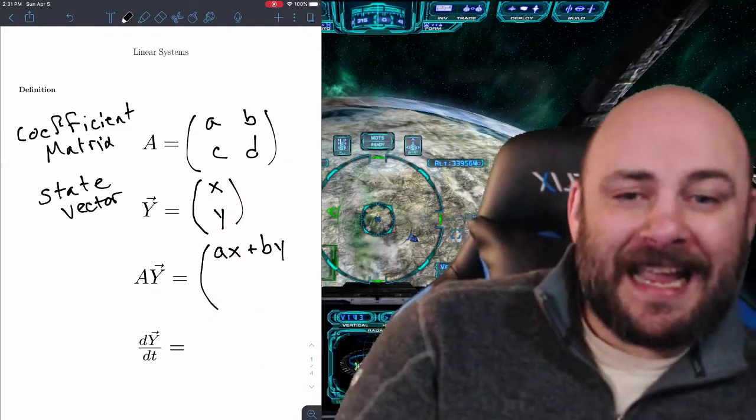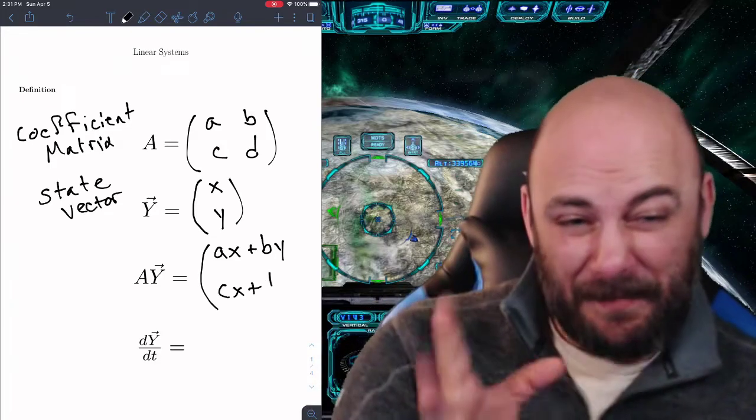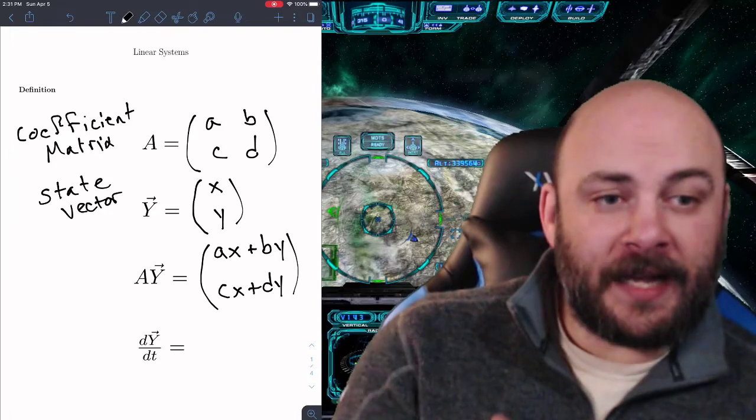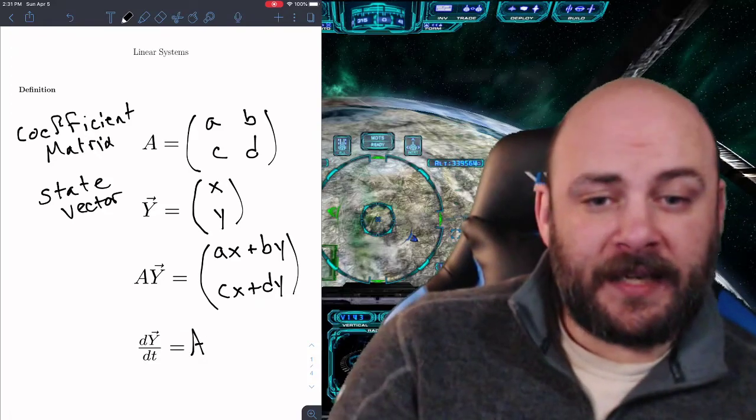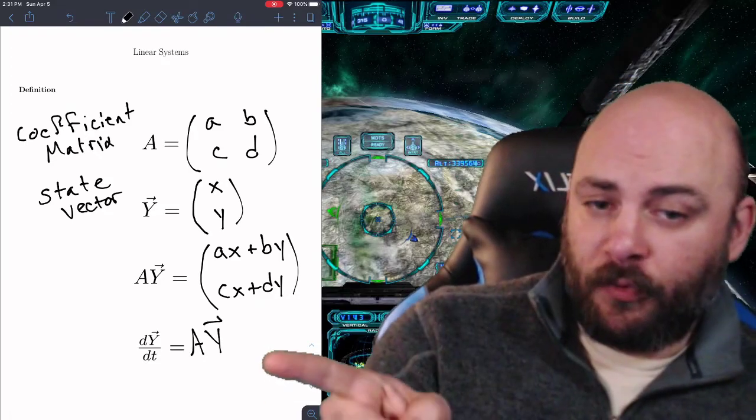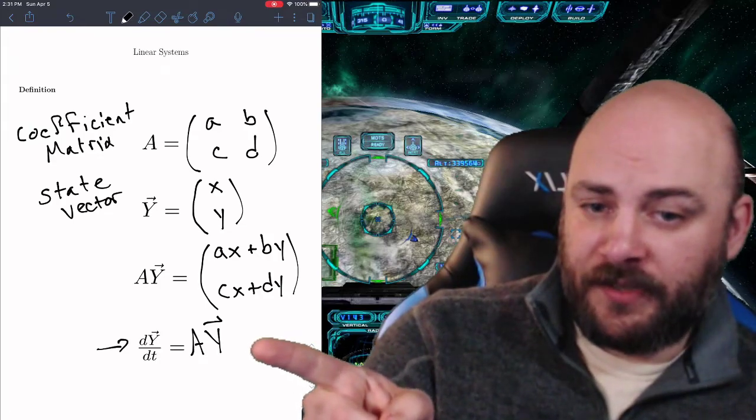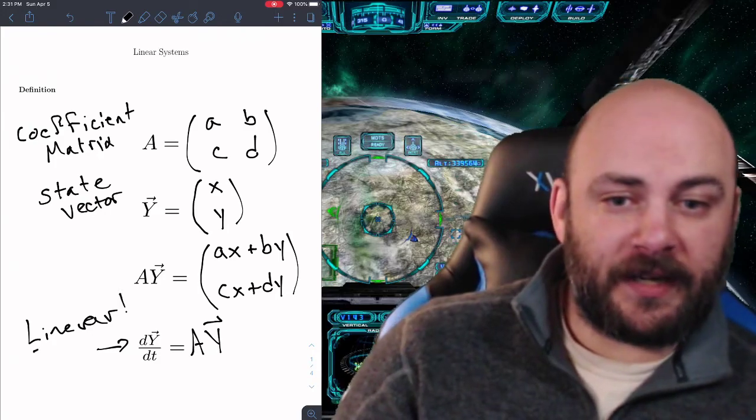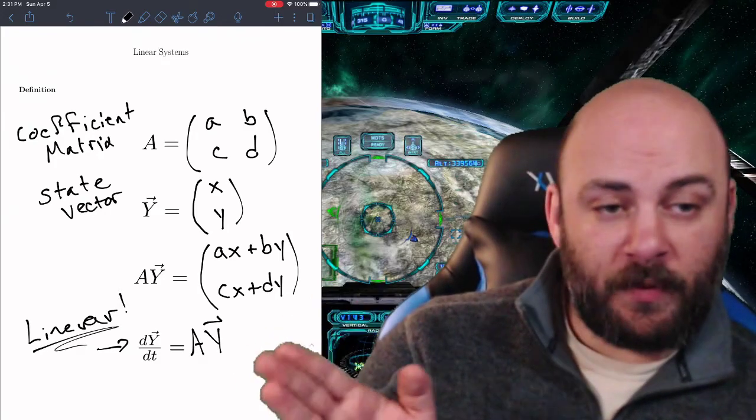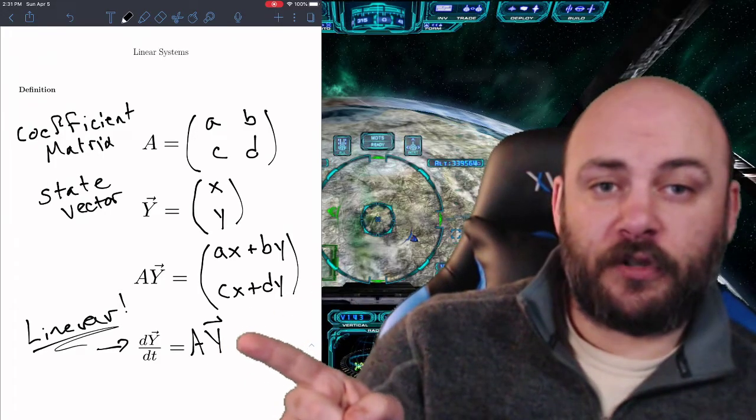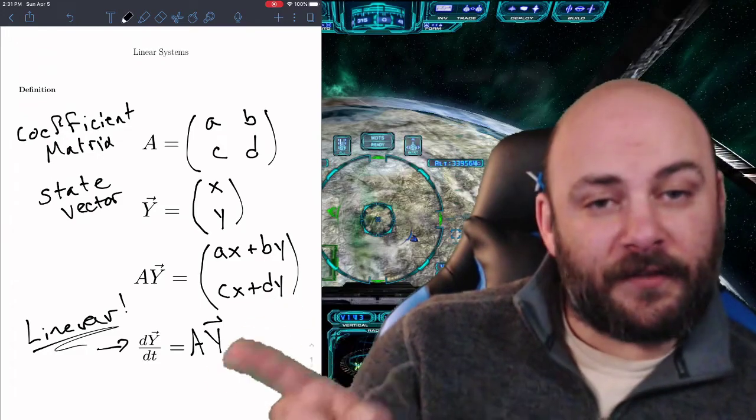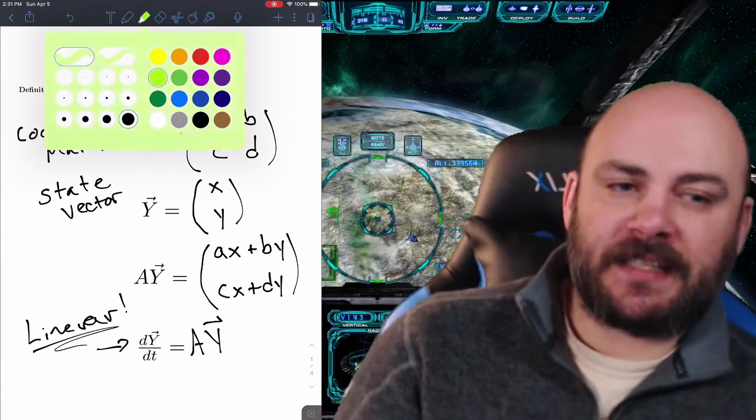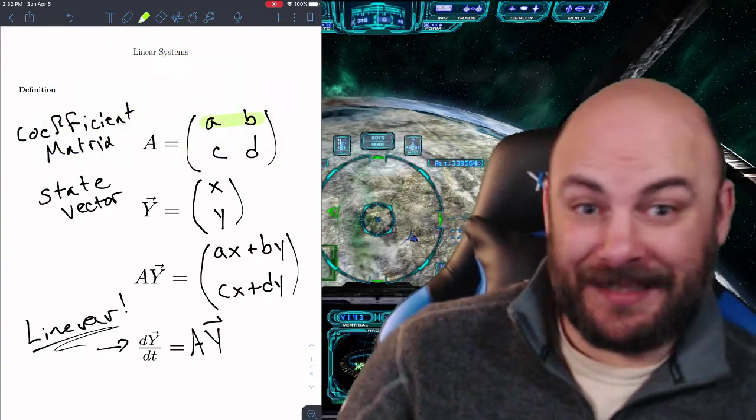So if I look at what is A times y, so what is the matrix times the vector y, I get a new vector, ax plus by, and cx plus dy, and I could write my differential equation then: the derivative of my state vector with respect to time is going to equal A times y. If you can write your differential equation system in this form, then it is linear. Simple as that, right? And specifically, it's the kind of linear that we are going to be dealing with.